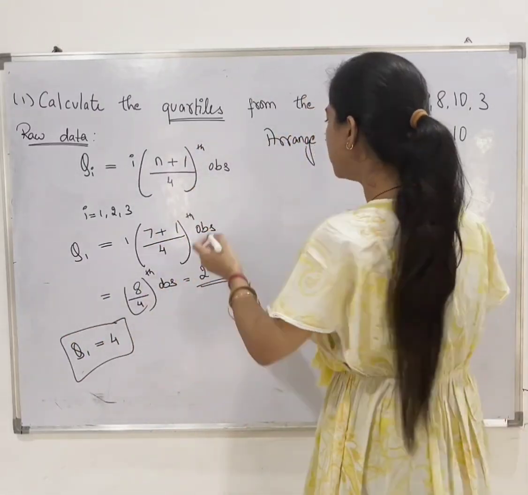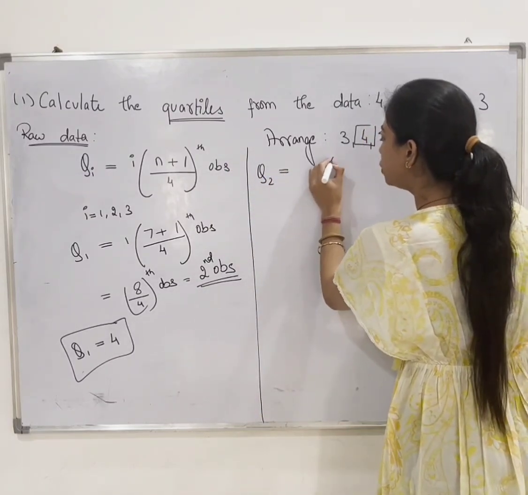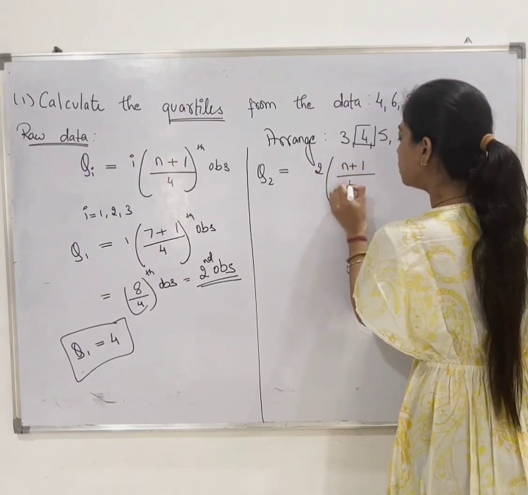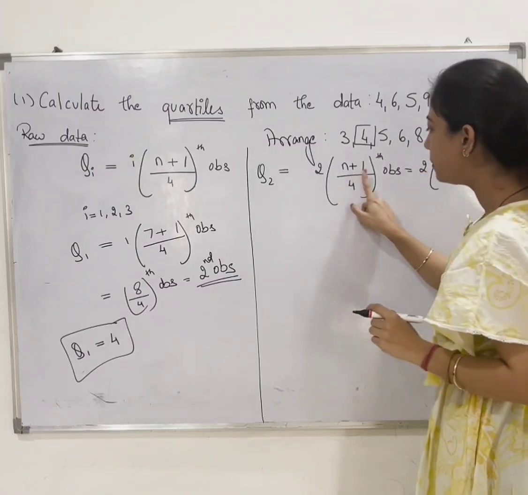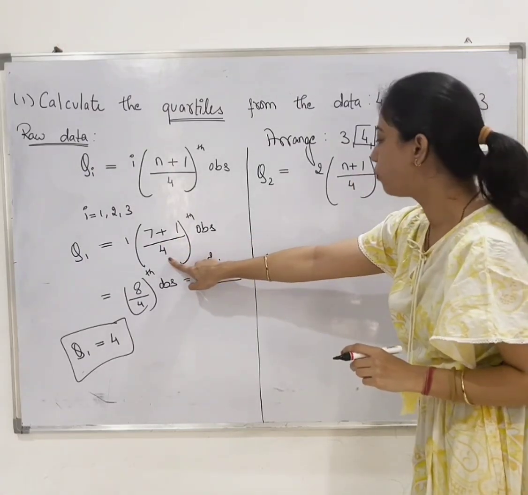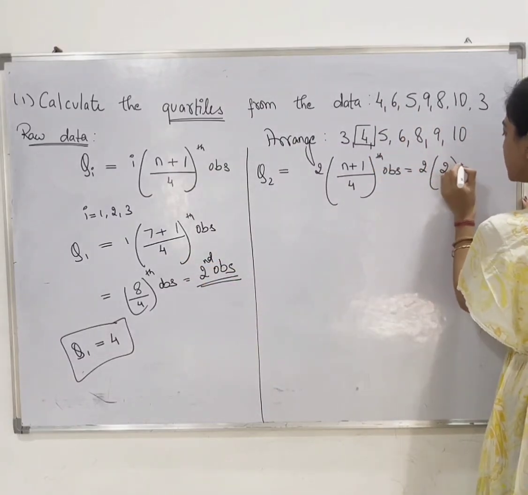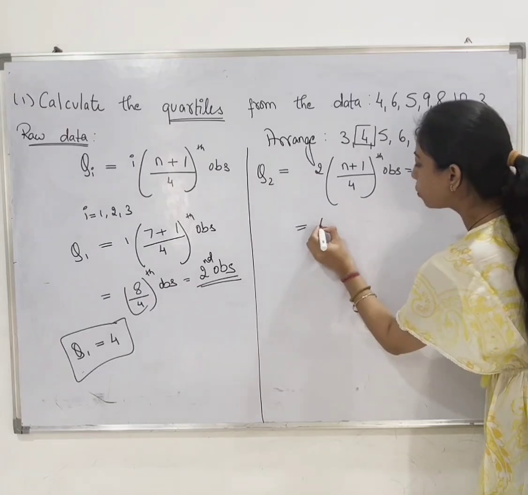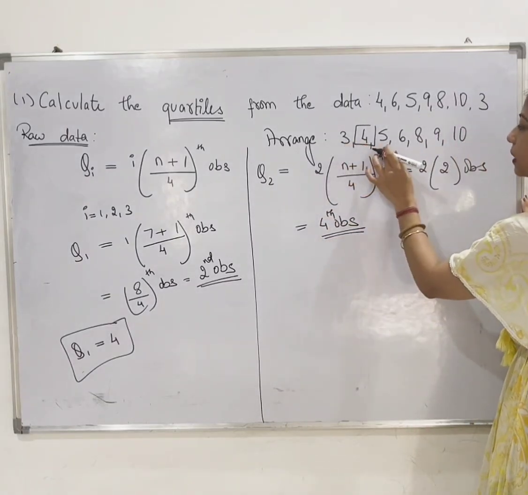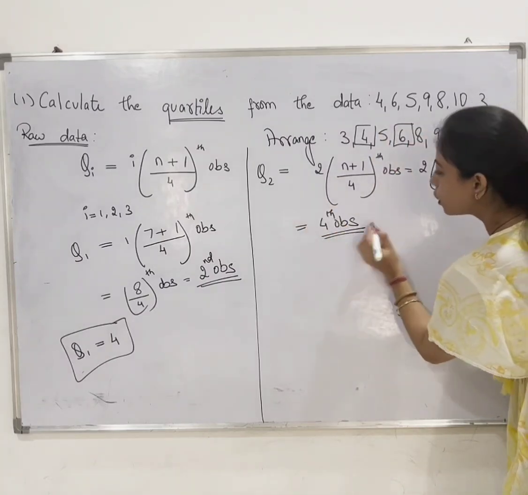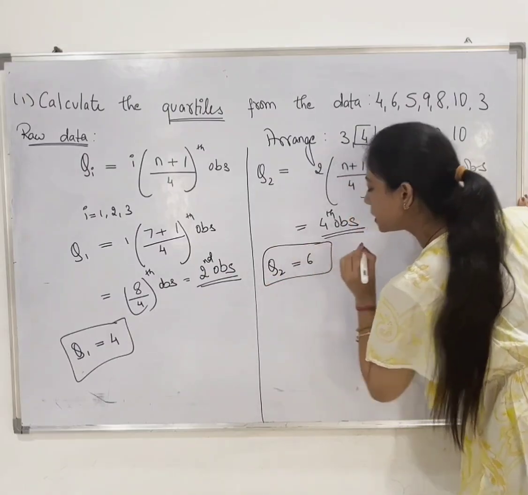Now next we need to find the second quartile value, which is Q2. So we will simply take 2 into (n plus 1) by 4 observation. That is 7 plus 1 by 4, which is 2. So the value of that was already second, so we can simply write the second observation. So 2 into 2 is nothing but the fourth observation. Now what is the fourth observation in the data? First, second, third, fourth. So this is the value of Q2, so we can write Q2 is equal to 6.